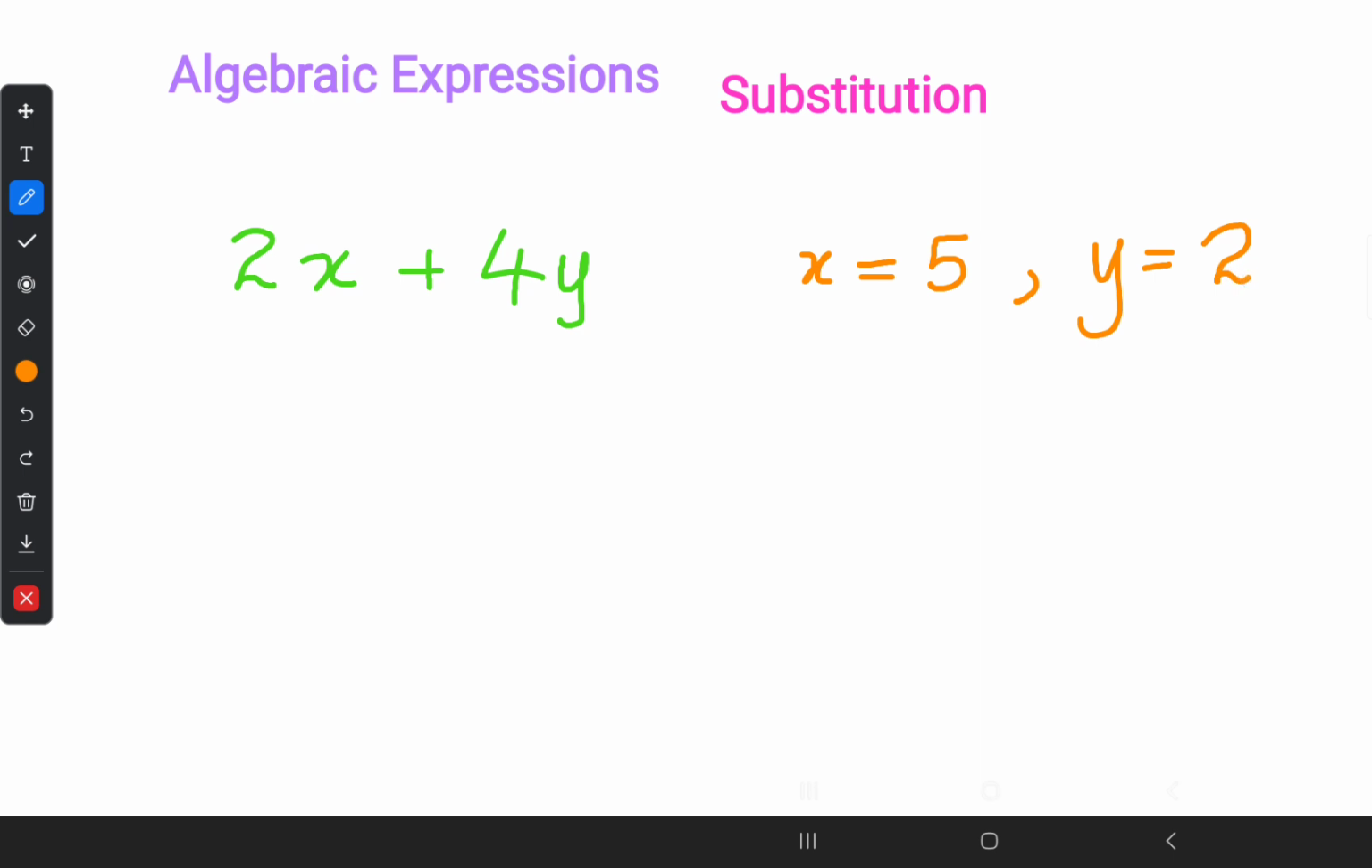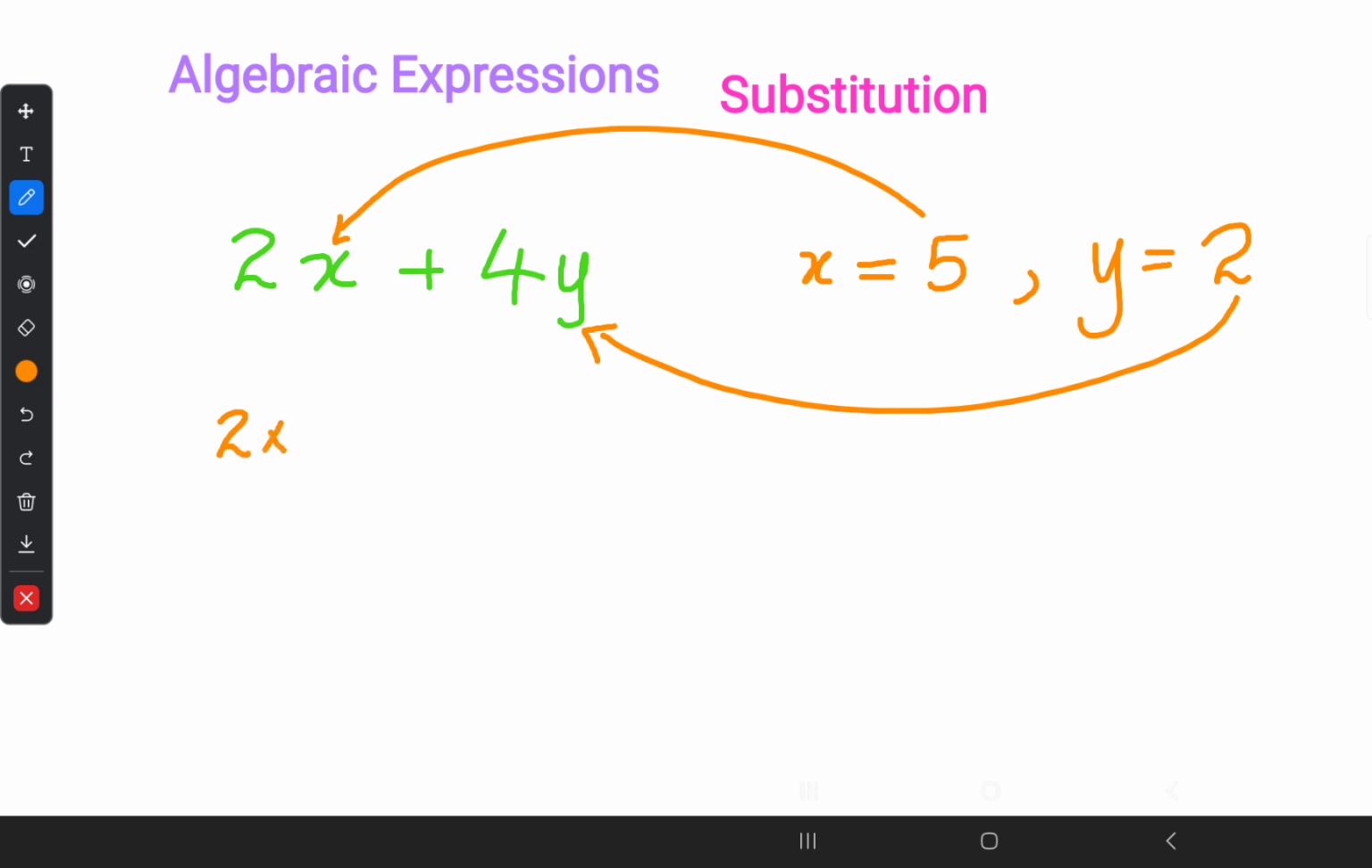So you should substitute. Instead of this x, you should replace it with 5. And y should be substituted by this 2. The 2 and x are in a multiplication relationship. 2 times 5 plus 4 times 2. So 2 times 5 is 10, plus 4 times 2 is 8. 10 plus 8 would be 18. This is called substitution in an expression.